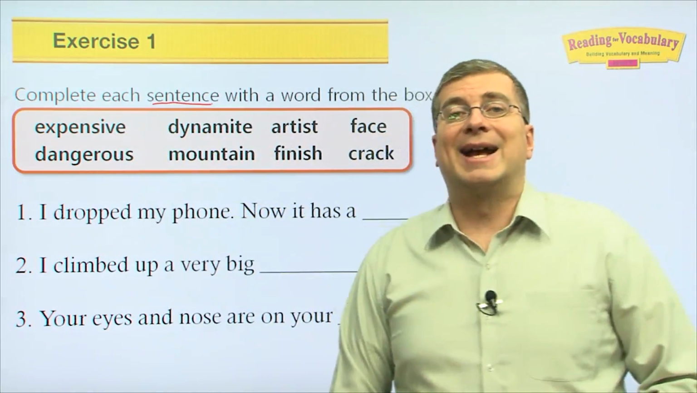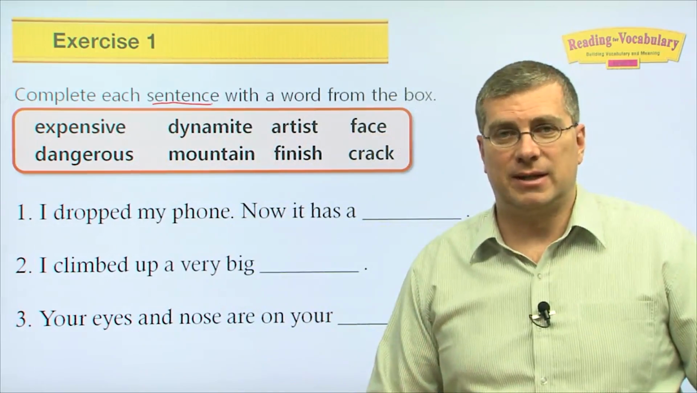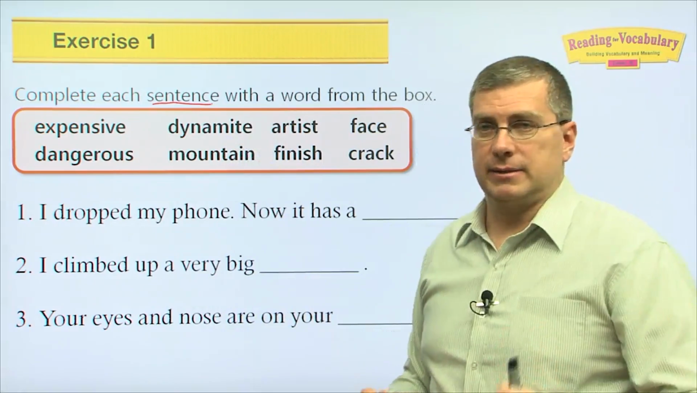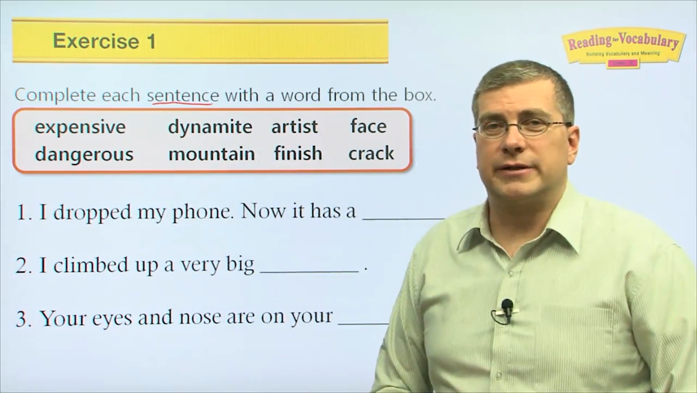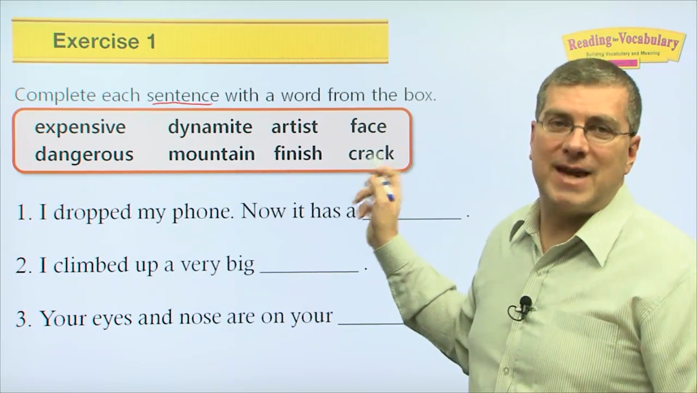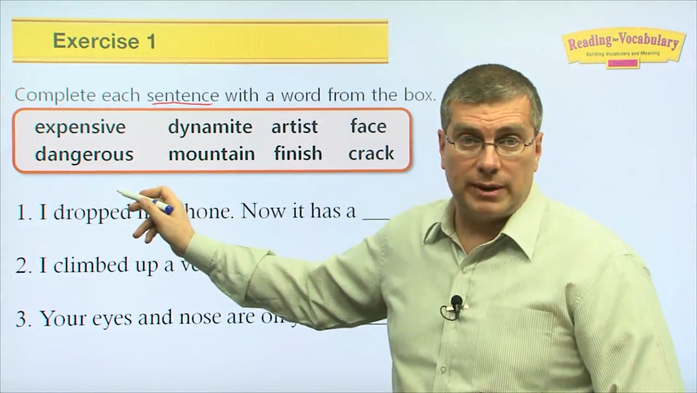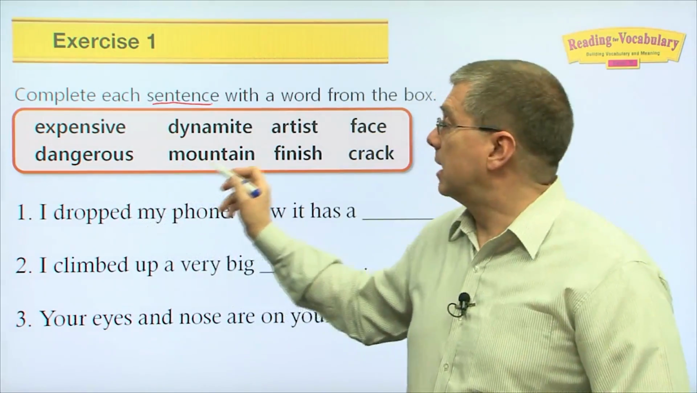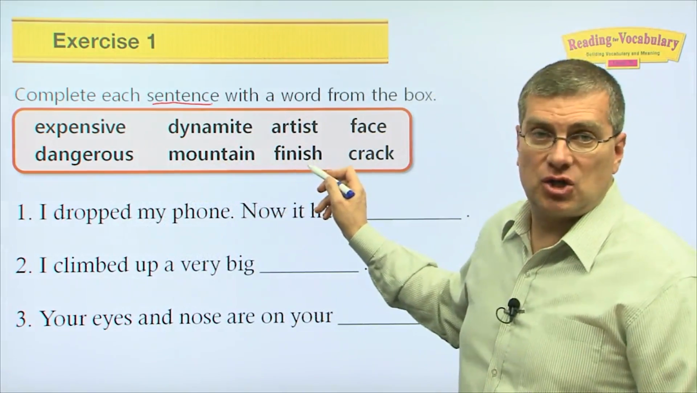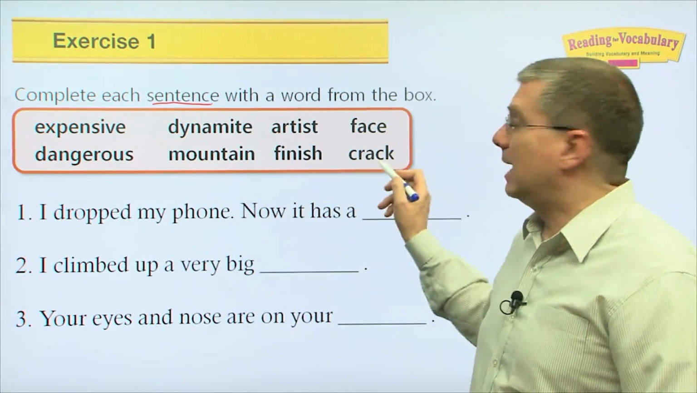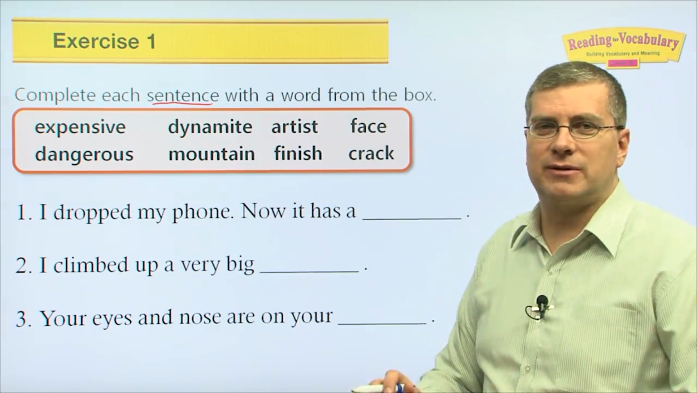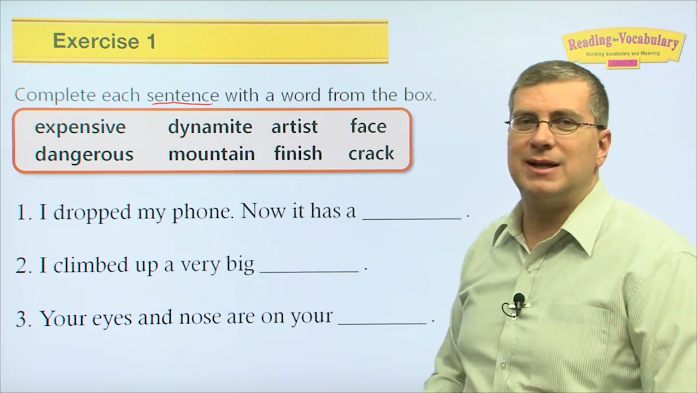First we have expensive. Dynamite. Next one, artist. That's easy. Face. Dangerous. Mountain. Finish. And crack. Okay, those are our words. Let's see how they fit into these sentences.